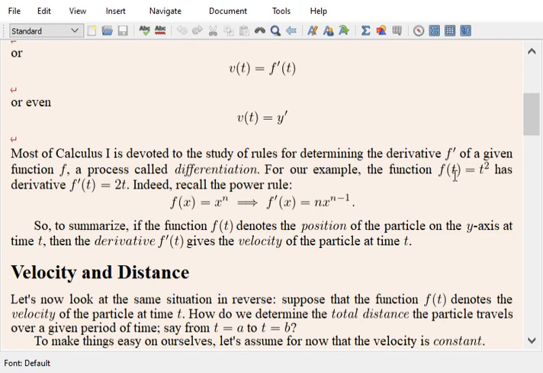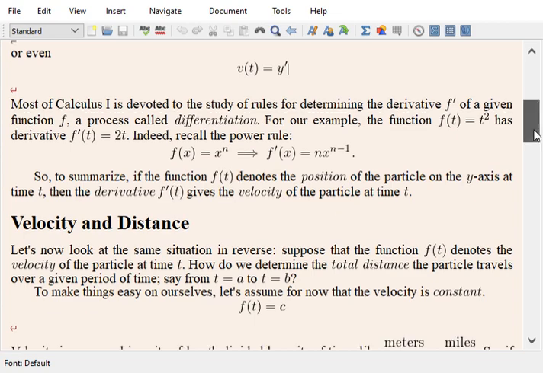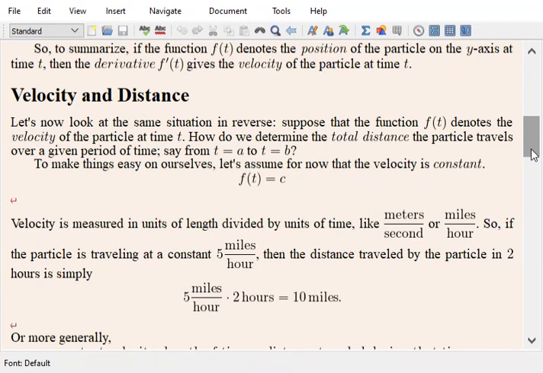So in our example, the function f of t equals t squared has a derivative 2t, and that's just a consequence of the power rule. If you have a power function and you want to differentiate it, just take the exponent, move it down front, and then subtract 1 from the exponent. The point I'm trying to make here is that if this arbitrary function denotes the position of the particle on a straight line, then the derivative gives the velocity of that particle. That's Calculus 1 in a nutshell. I mean, there's some other stuff you do, but that's the motivator.